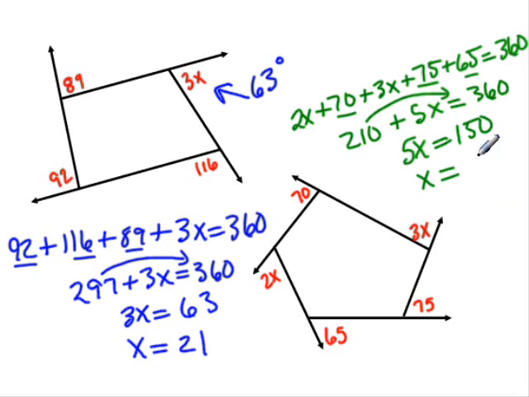X equals 30. So once again, if we need to just solve for x or plug it in, we can plug into both. 3 times 30 is 90, so this would be a right angle. And 2 times x would be 60.